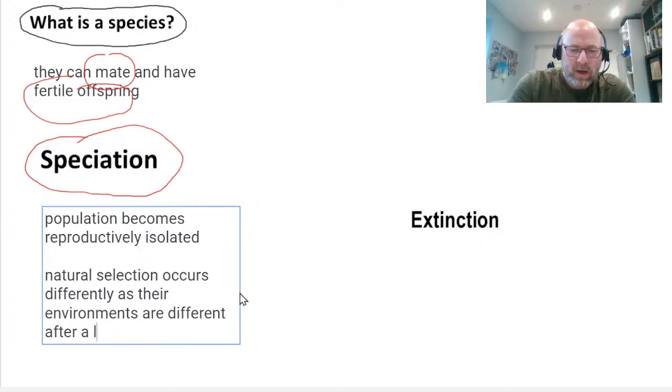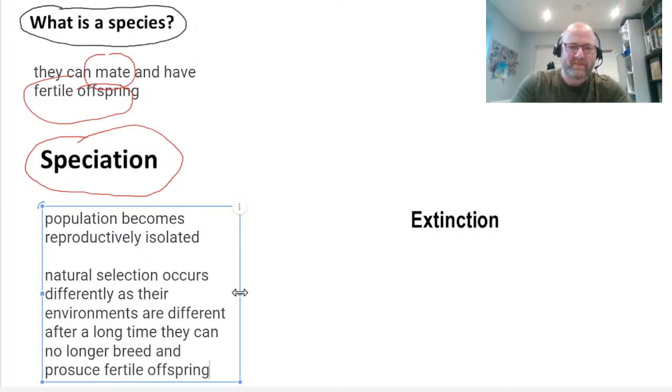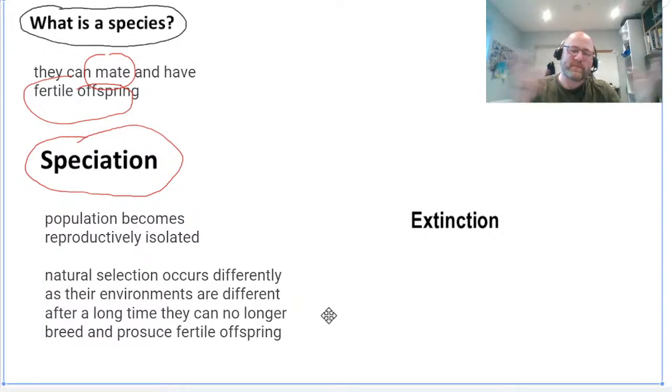After a long time, they can no longer breed and produce fertile offspring. So after a long time, they can't produce fertile offspring.